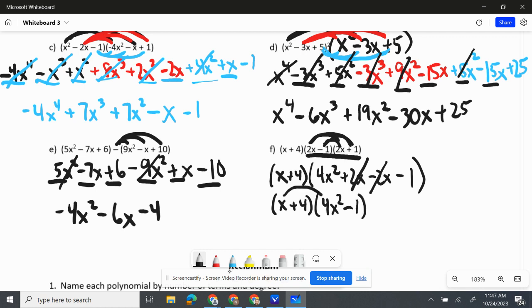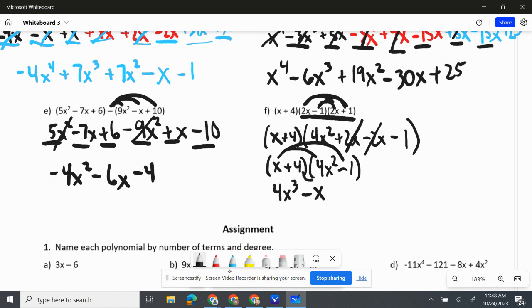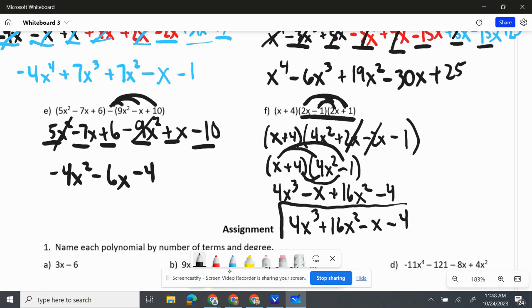I'm going to take the x times the 4x squared, which is 4x cubed, x times the negative 1, which is negative x, and then 4 times 4x squared, which is 16x squared, and 4 times negative 1 is negative 4. I like my answers to be in descending order, so I'm going to put 4x cubed plus 16x squared minus x minus 4. This isn't more correct, it just looks more organized.